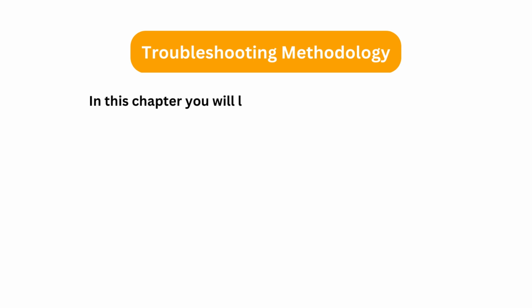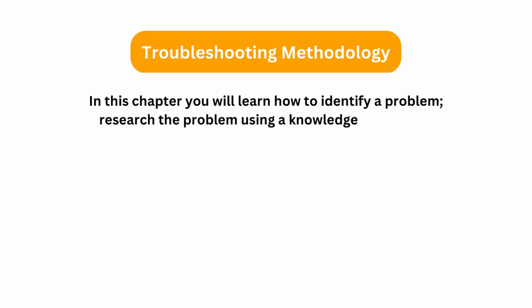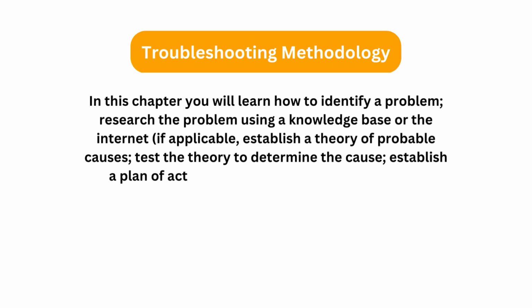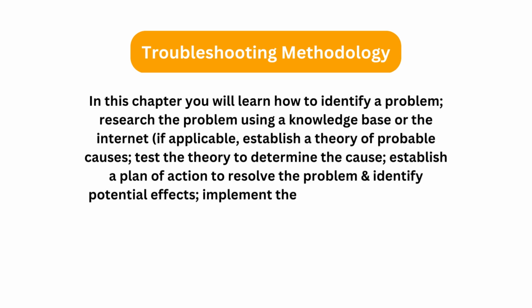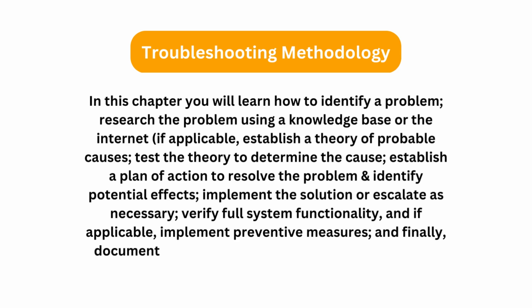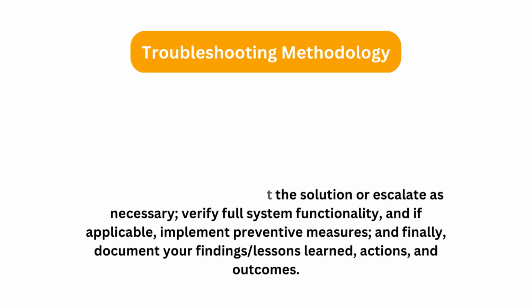Troubleshooting Methodology. In this chapter you will learn how to identify a problem, research the problem using a knowledge base or the internet, if applicable, establish a theory of probable causes, test the theory to determine the cause, establish a plan of action to resolve the problem and identify potential effects, implement the solution or escalate as necessary, verify full system functionality, and if applicable, implement preventive measures, and finally, document your findings, lessons learned, actions, and outcomes.